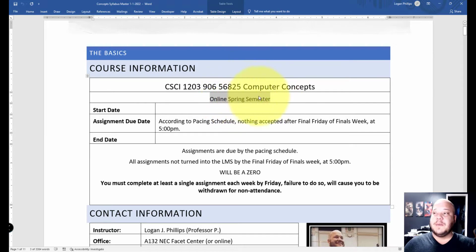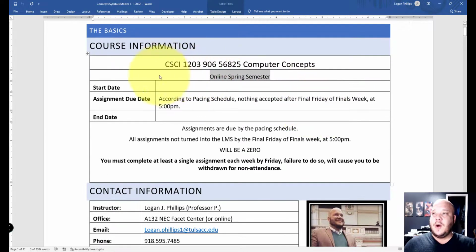And we'll give you information about what semester we're taking this class in: fall, spring, or summer. Our start date will follow that, as well as the assignment due date. Now, notice here that we have a start date, an assignment due date, and an end date. In this class, we have a pacing schedule where every assignment is due by the pacing schedule. But as a professor, I allow you to turn in any late work according to the assignment due date. So we have our start date and our assignment due date.